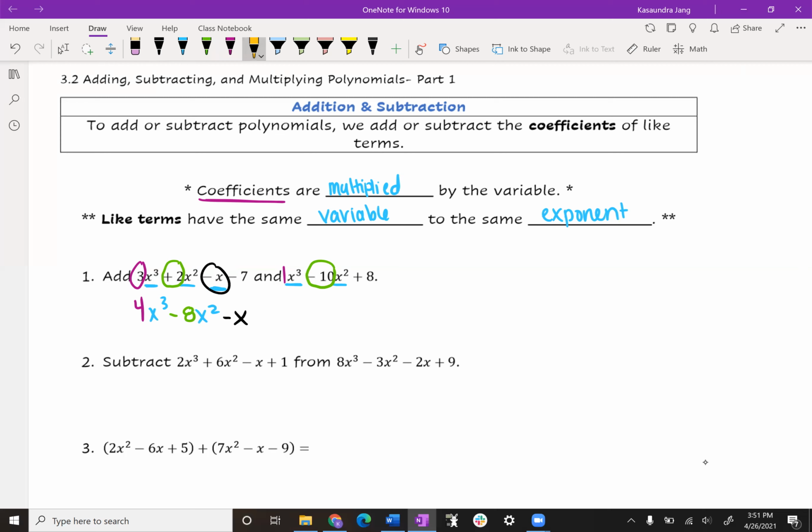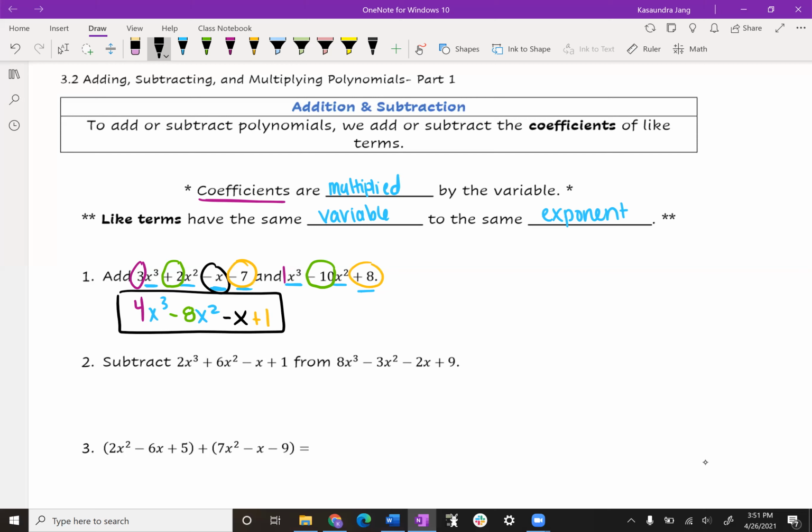Constants. Constants are the ones without x's, and these guys, I got a negative 7 and a positive 8. Again, include the sign and the number. So negative 7 plus 8 is a positive 1. So here is all simplified. I have added my polynomials.